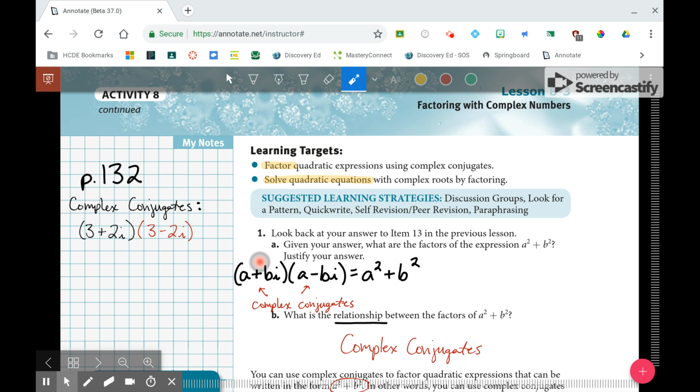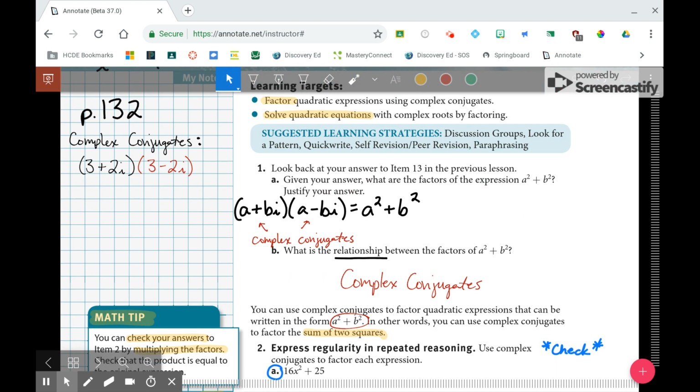So what happens when we FOIL or do the box method is that the i terms cancel, and we're left with an i squared, but we remember from yesterday, i squared equals -1. So really everything just cancels out to a real number. The i's go away. It's no longer complex anymore. It's just real. So the relationship between complex conjugates is that we get a real number.